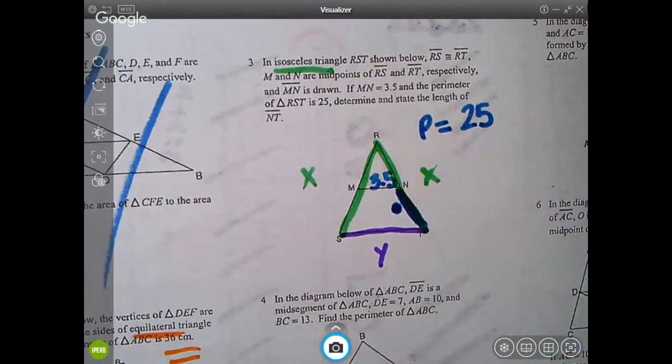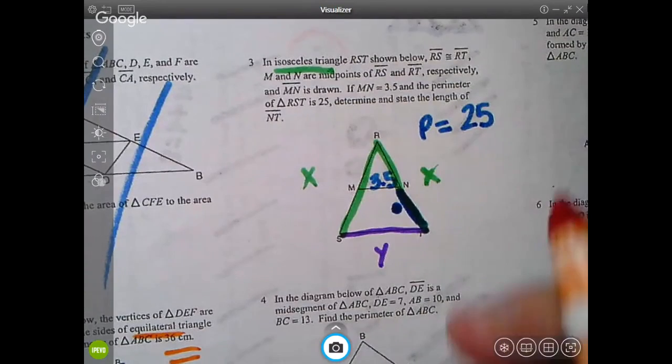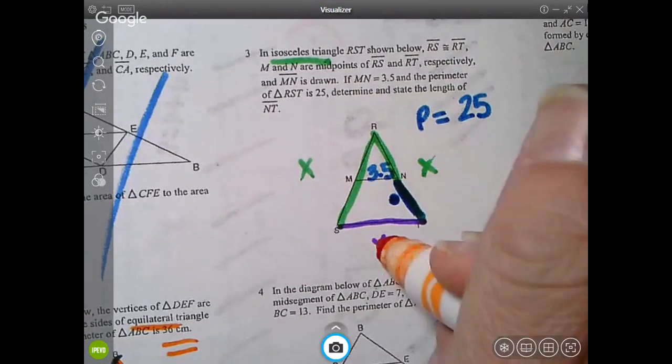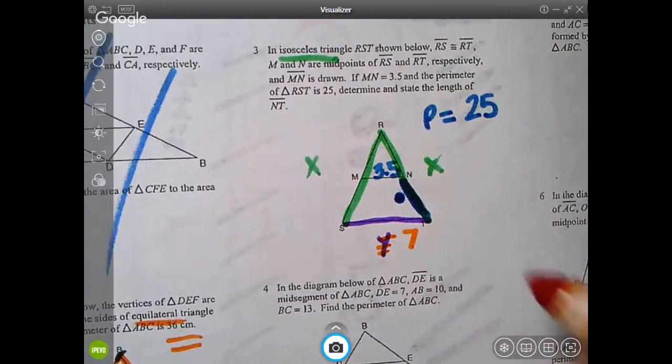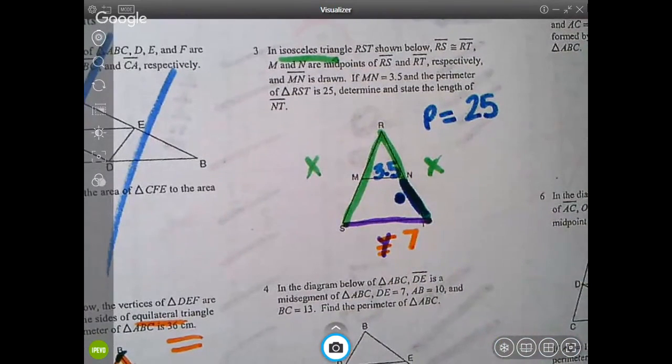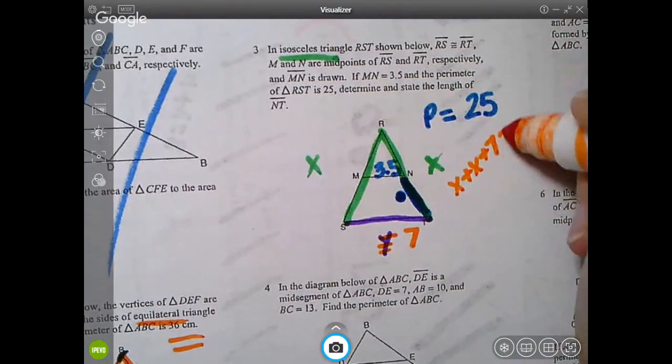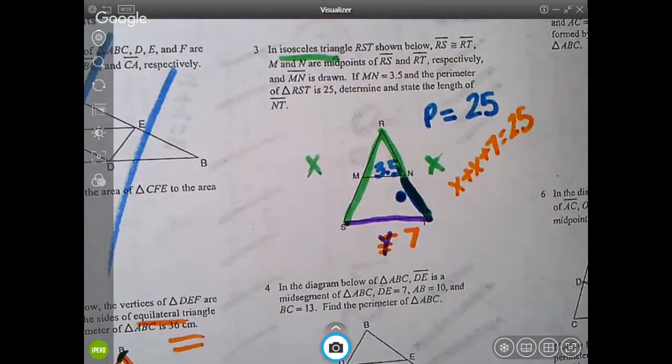So first, let's take the 3.5 because that's the only other number they gave us. So how long is Y? 7. How do we get 7? Yep, small to big, we multiply by 2. Technically, if you want the formula, it would be ST equals 2MN, but I like thinking small to big you multiply by 2. So now we can have our equation. X plus 7 equals 25.